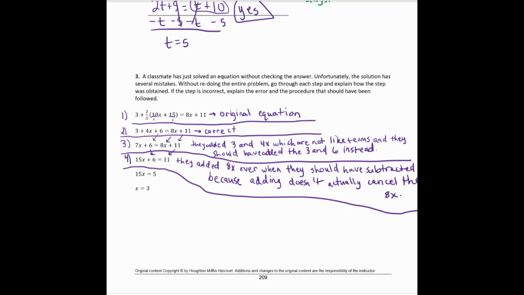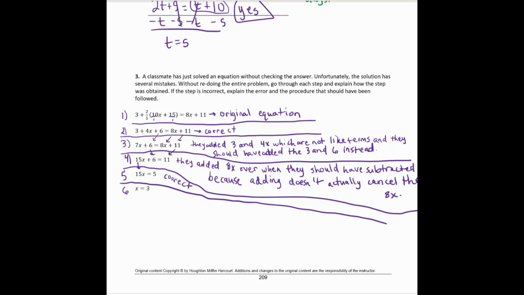Let's see on this next one. So the 15x stayed the same. You'd subtract the 6 over and get 5, so that's right. So this step was correct. And again, we're checking for other errors in what they did, even though in reality it would have been better to say, hey, here's where you messed up. Try to do it again or something like that.